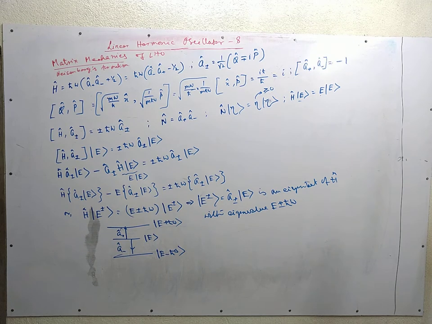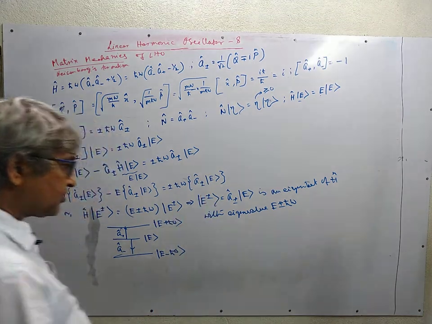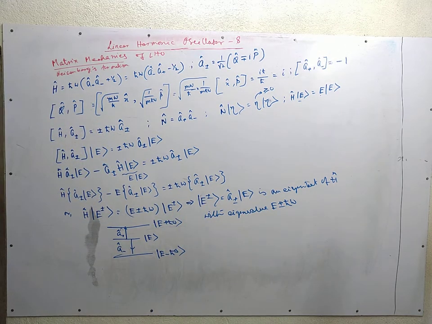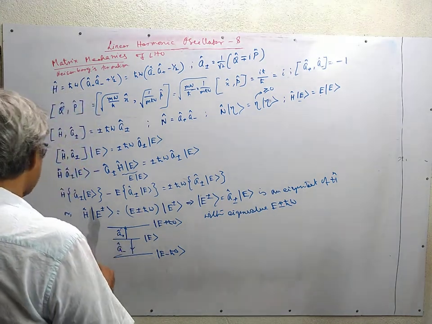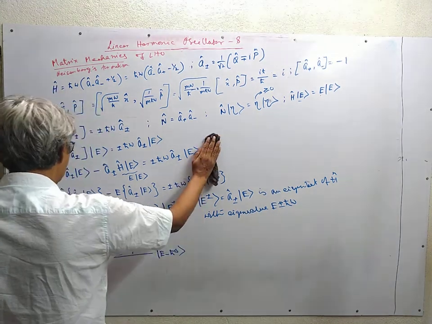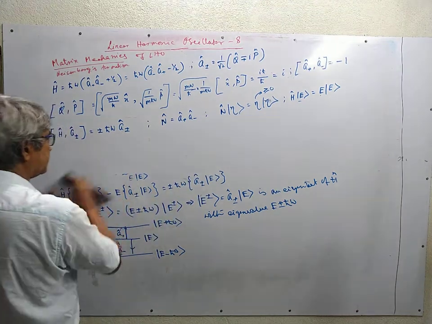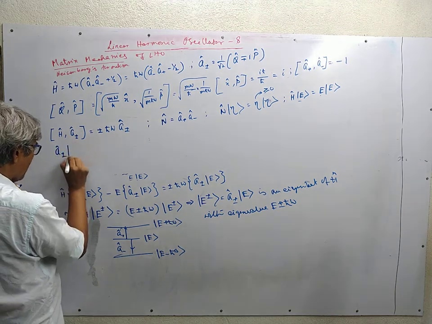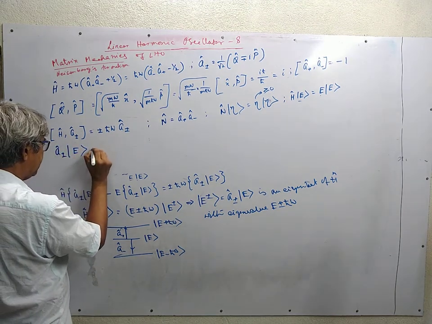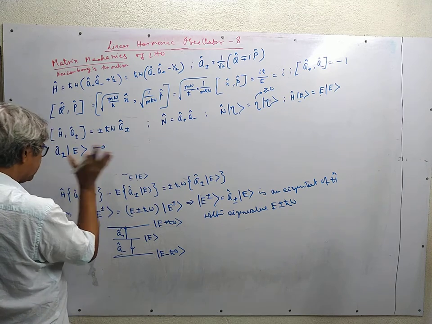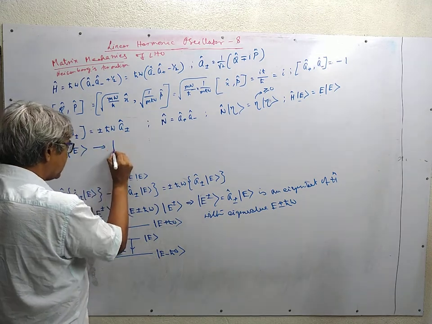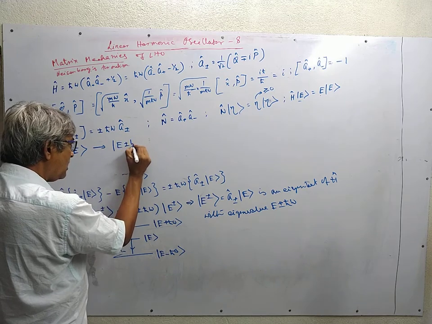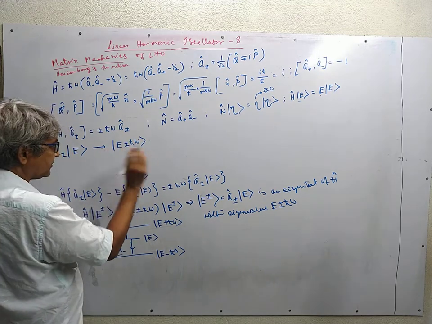So if the system is already in its ground state, then if we operate by A plus on the ground state, let me first keep the summary of it, then I will go to others. The summary is that A plus minus operating on E gives you another state. There will be some constants. I will come to the constants.